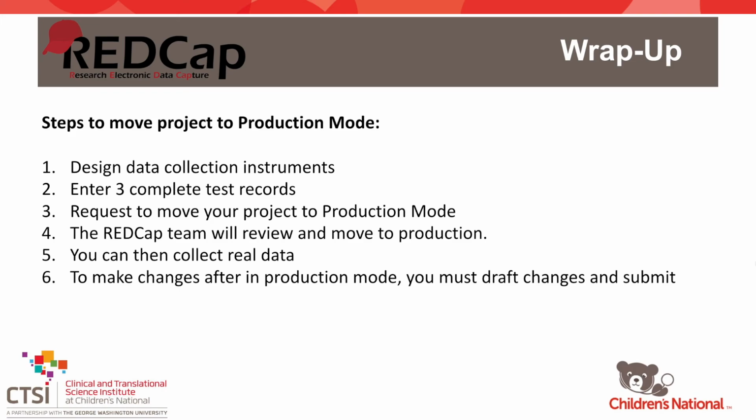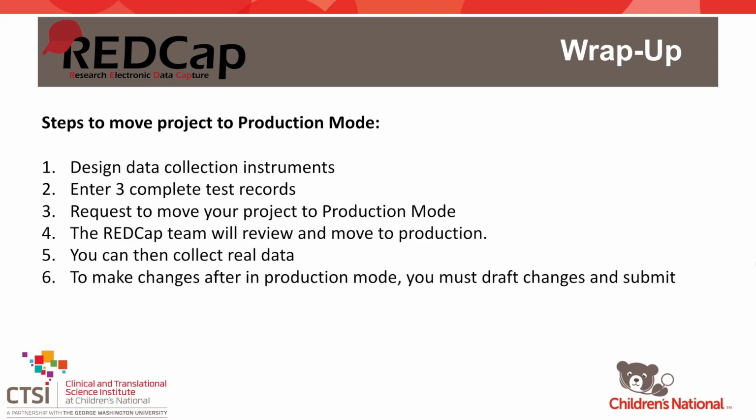Okay, so just to wrap up the slides, here are the steps to move a project from development mode to production mode. So first, you're going to design all your data collection instruments. You're going to enter 3 complete test records. That means each instrument has been tested. Whether that's 1 instrument or 10 instruments in your project, all the fields should be entered for 3 full records. If your project is using human subjects and is a research project, you need to have, in addition to these things, the PI name, email address, and an IRB number put into the project.